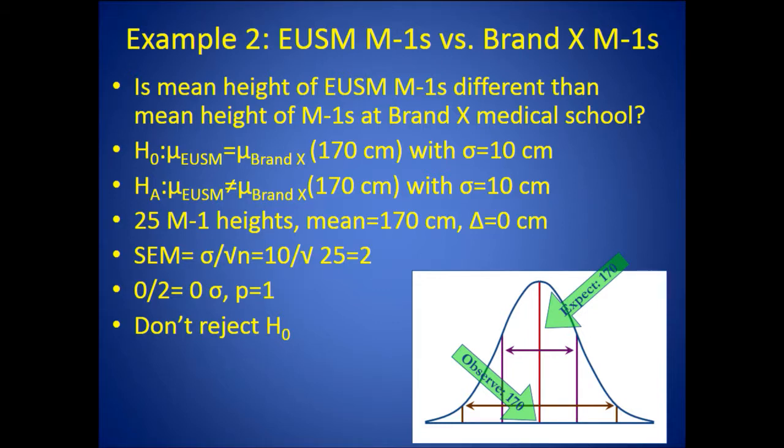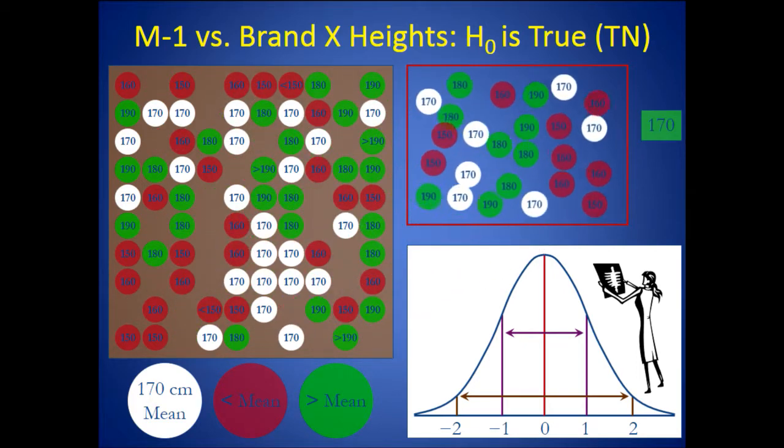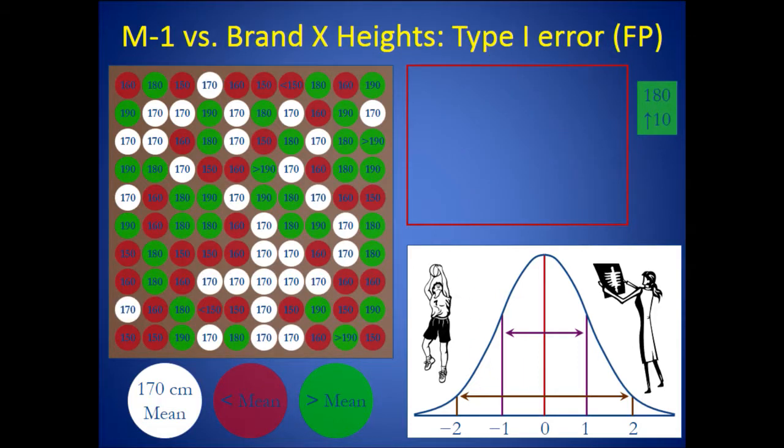We measure the heights of 25 first-year medical students at Emory, and by golly, we find a mean height of 170 centimeters. We can't reject the null hypothesis. Our null hypothesis is looking pretty plausible. So in this case, the null hypothesis is true. We've got a true negative. There's no difference between the heights of first-year medical students at Emory Medical School and Brand X Medical School. So we don't reject the null hypothesis.